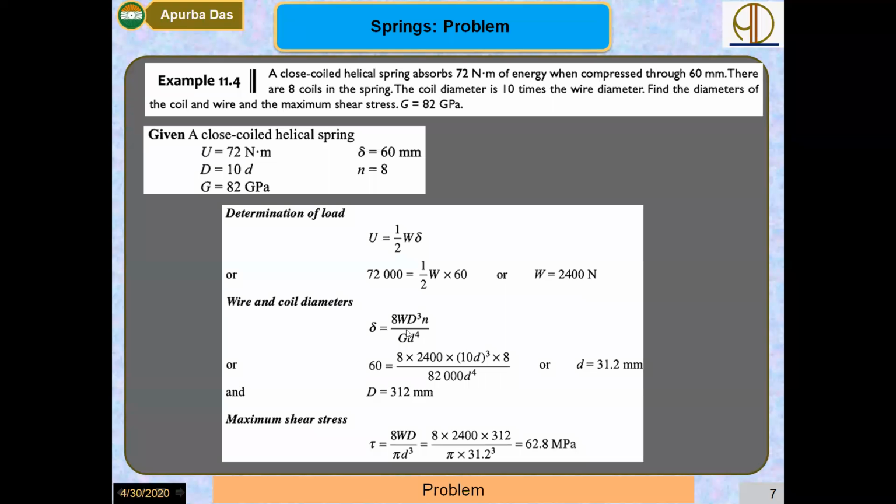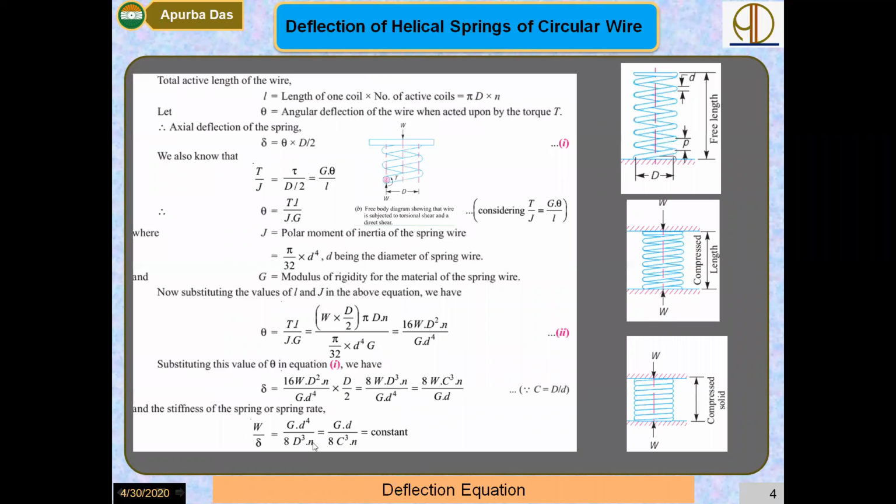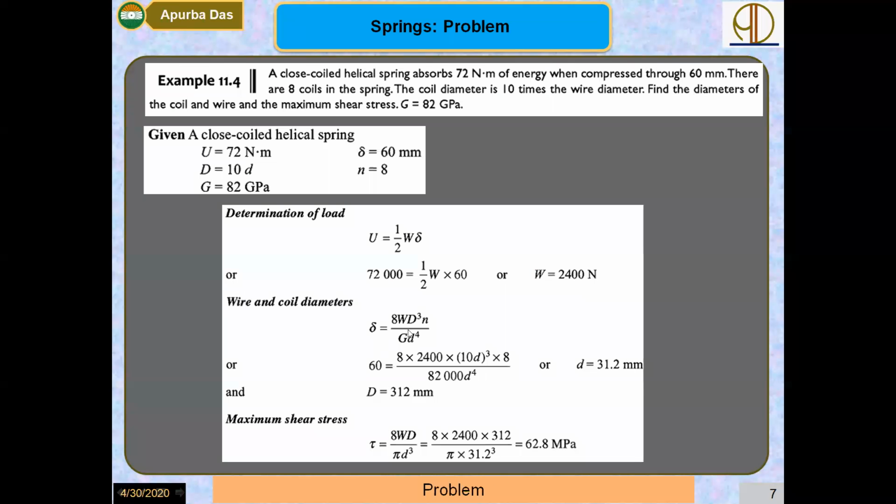Then the wire diameter of the coil: deflection is equal to 8W D cube N by G d to the power 4. Already we have seen this formula. So from this formula we can determine the deflection. The deflection is given as 60. So 8W we have already determined. D cube is 10 into d cube, because capital D is 10 times small d. Then N is 8, and G is given as 82 GPa.